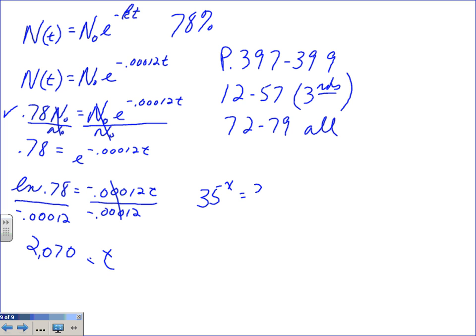35 to the x power equals 30. We did this yesterday. Change it to logarithm, log base 35 of 30, and that's what x equals. And how do you figure this out? Somebody tell me quickly. Right, use a change of base formula. Log of 30 over log of 35 for change of base formula.